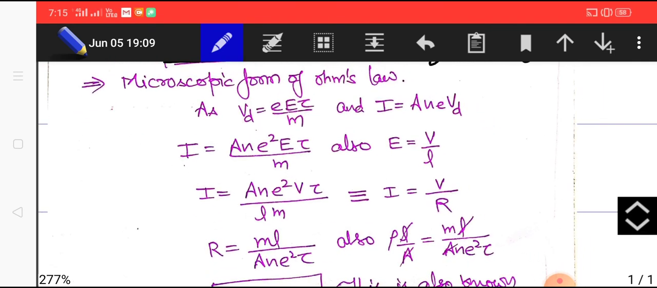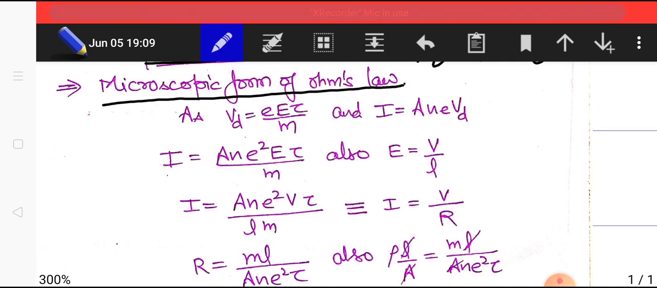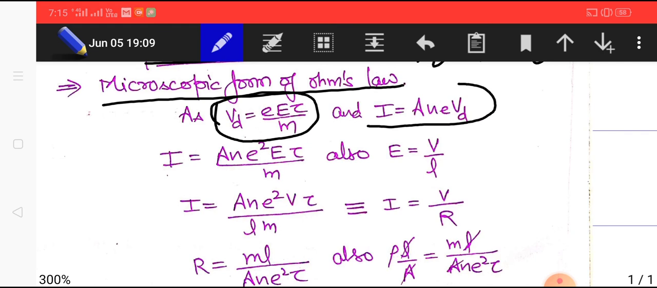Here is one new topic in class 12th, that is microscopic form of Ohm's law. So the already derived relation, we can use those relations for finding a new value of rho, and that is known as microscopic form of Ohm's law. So first relation is Vd is equal to E tau by m, which we have already derived in previous lecture, and I is equal to A Vd, which we have derived in this relation.